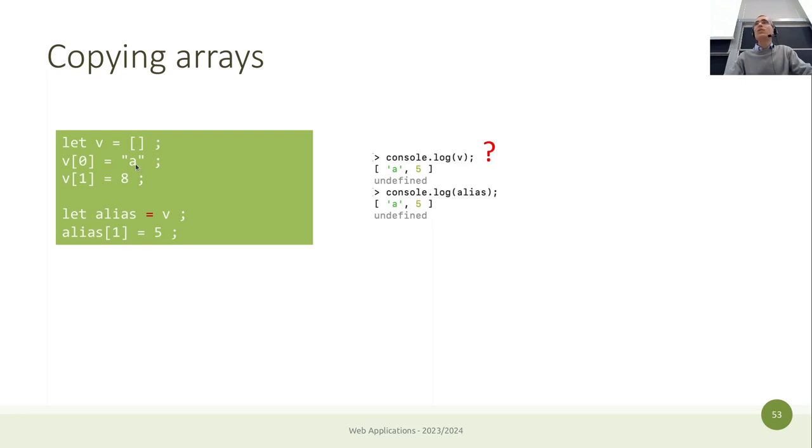So v[0] = 'A'. Now the vector has size 1 and there's just one item, A, in position 0. Position 1, 8. Alias, let's define another variable, let alias equal v. So alias is a copy of the reference. But of course, I'm asking you: when you write alias[1] = 5, do you modify v or not?